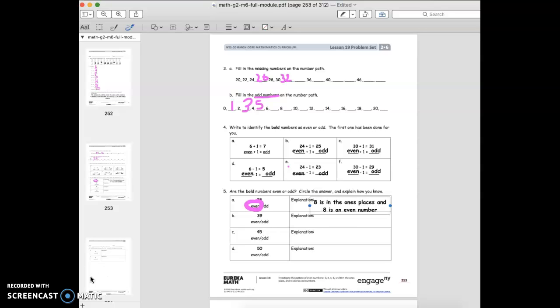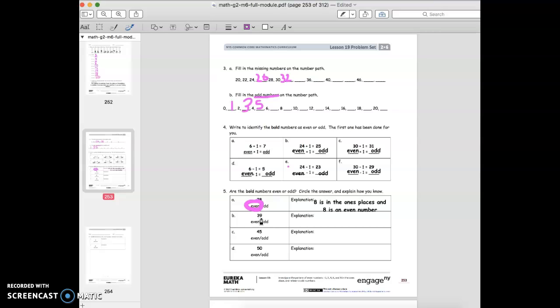Now, let's look here. If I look here, we're only going to look in the ones place again. So if I have the number, I'm going to put this on the side, 39, I'm only looking in the ones place. We have a 9 in the ones place. Is 9 even or odd? It is odd, which means our answer is odd. And our reason is because 9 is odd, and 9 is in the ones place.